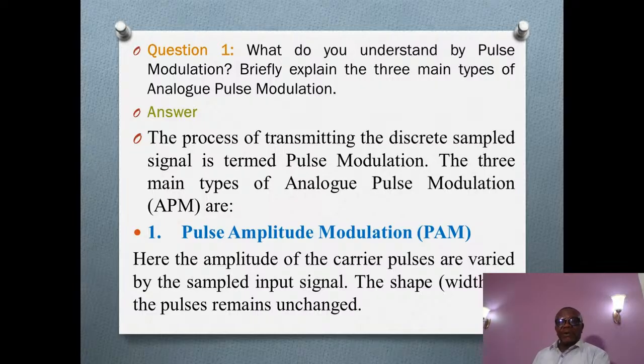The three main types of analog pulse modulation are: 1, pulse amplitude modulation, also known as PAM. And we say here, the amplitude of the carrier pulses are varied by the sampled input signal. The shape, that is the width of the pulses, remains unchanged.